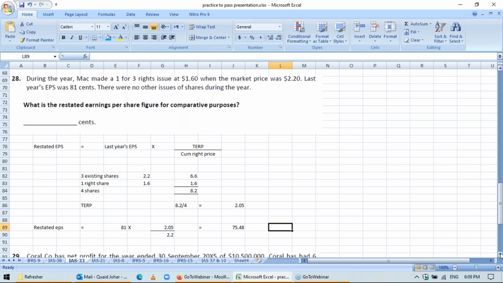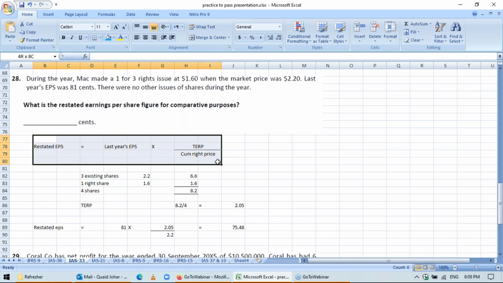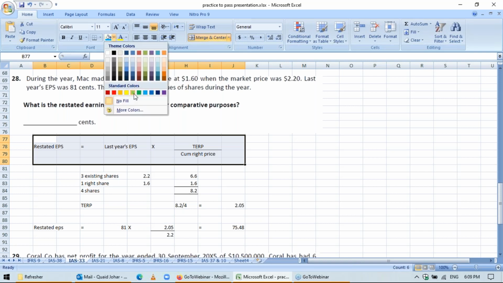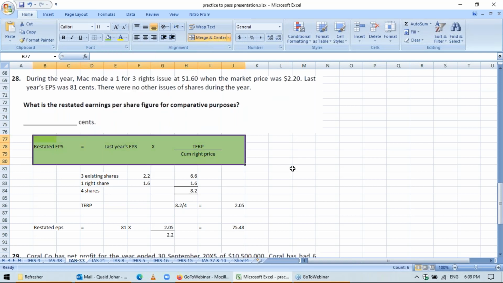So in short, what we did, we used this formula coming under the green block: the last year EPS multiplied by theoretical ex-rights price divided by cum-rights price.